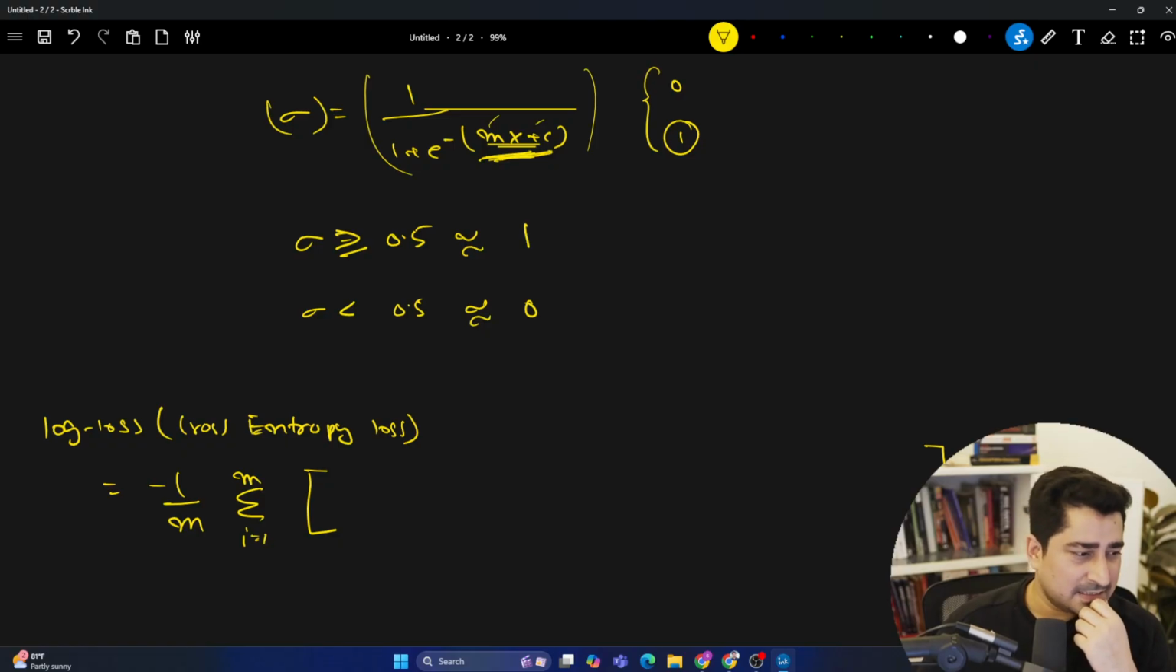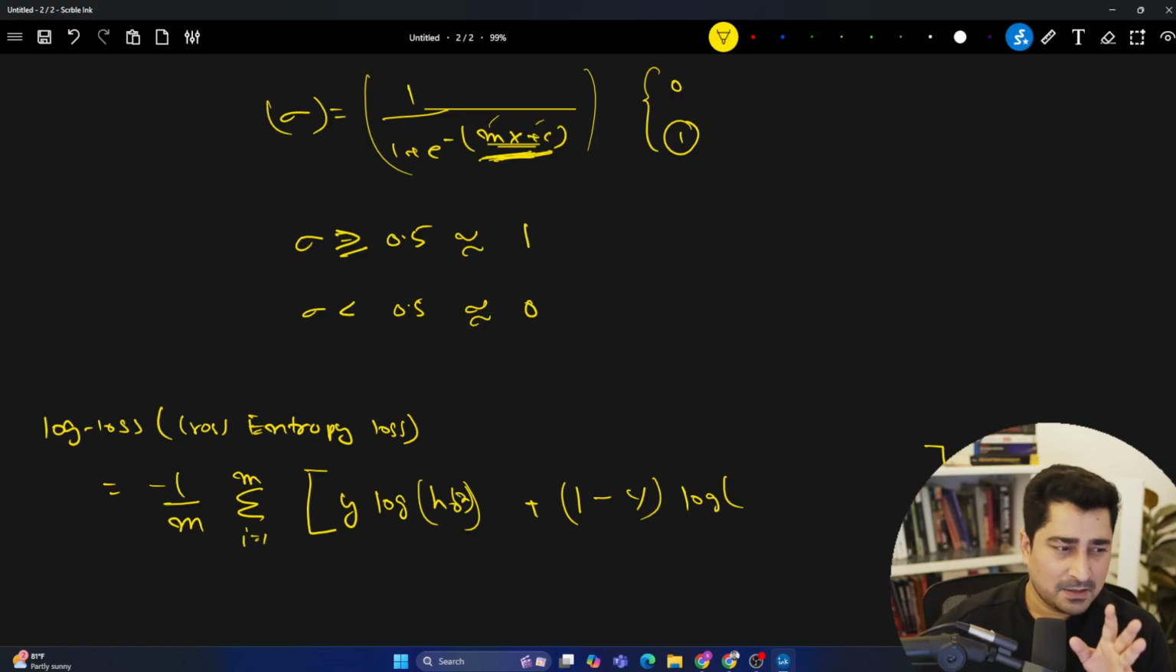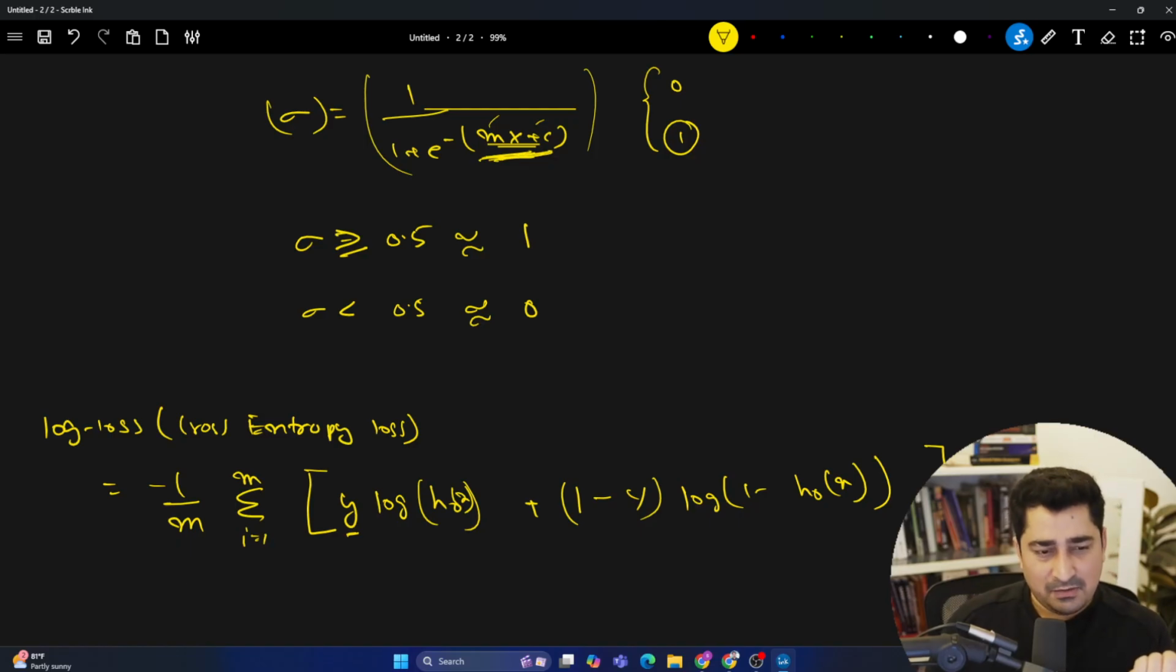So here it says y into log, as its name says, it's a log loss, right? So log of h of theta, I'll tell you what this h of theta is, for a particular x, plus 1 minus y. I'm just trying to make it a little bit simple. So 1 minus h of theta of x. Now, what is this y, by the way? y is nothing but the actual value.